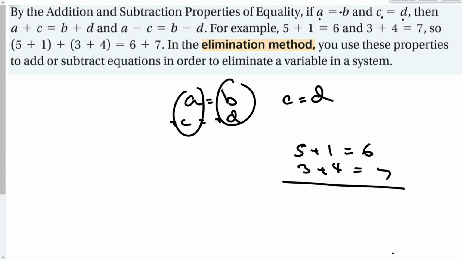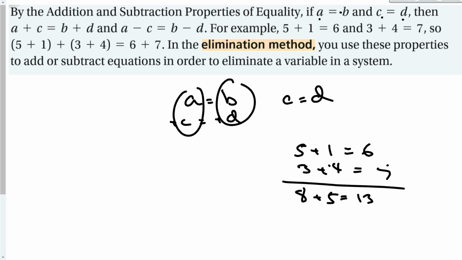If I were to add these two equations together, if I were to add 3 plus 4 to 5 plus 1, I would still get 6 plus 7. Or even better, if I add these two equations together, I get 8 plus 5 is equal to 13. And 8 and 5 is actually 13. So no matter which way I look at these, I am allowed to do things like this. I am allowed to add the same thing to both sides of an equation, regardless if that same thing is 3 plus 4 or 7. In the elimination method, we are going to use these properties in order to eliminate a variable in the system.